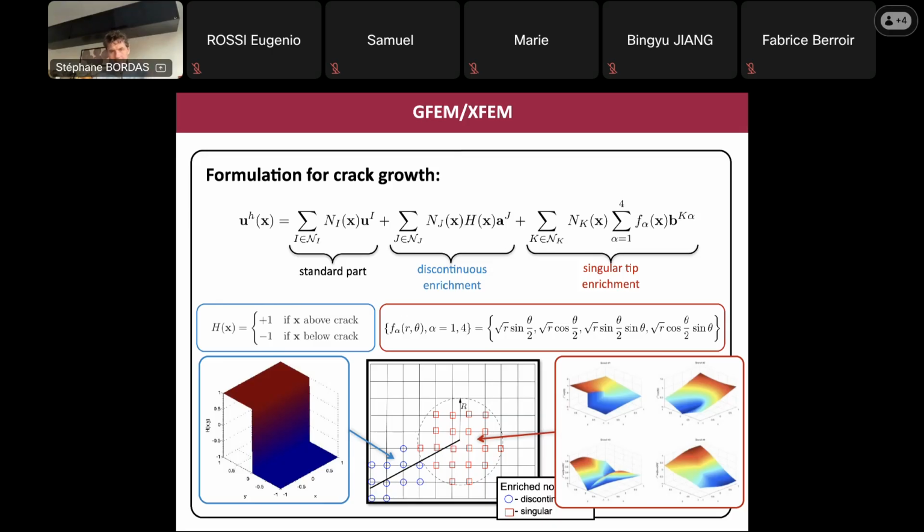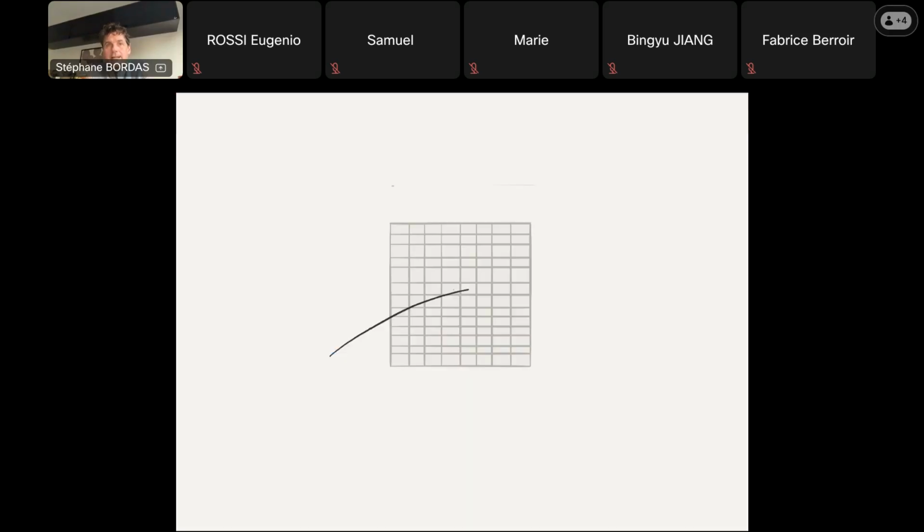Now, if you look at these approximate solutions, which come from knowledge about the exact solution, that's what you see here. That looks very much like a square root. That is the first function, root r sine theta over 2. Looks like that. Second function, root r cosine theta over 2. And so on, sine theta over 2 sine theta, and cosine theta over 2 sine theta. All right.